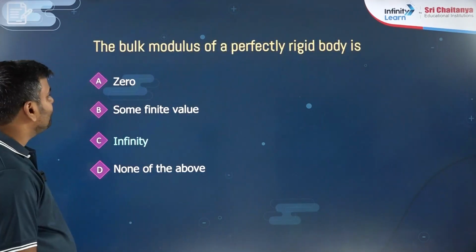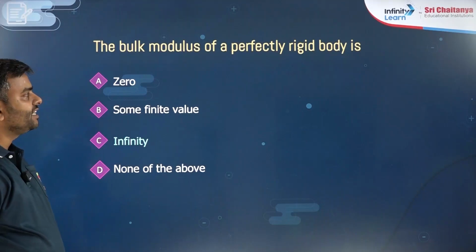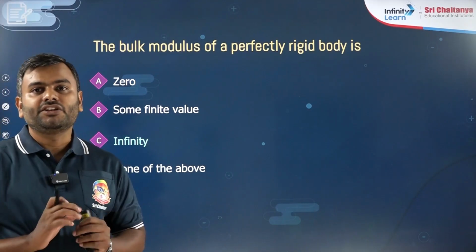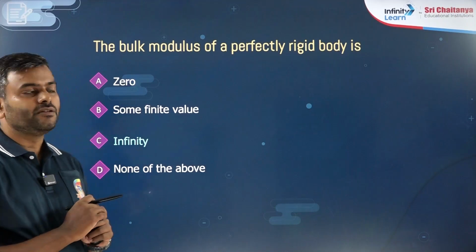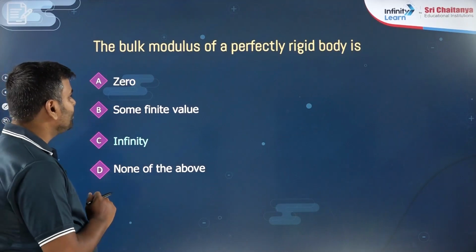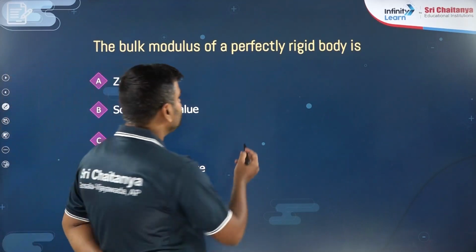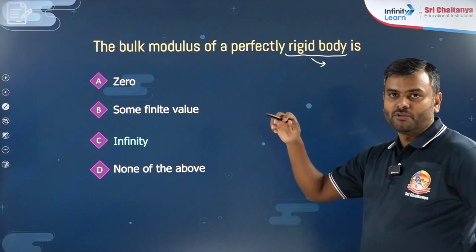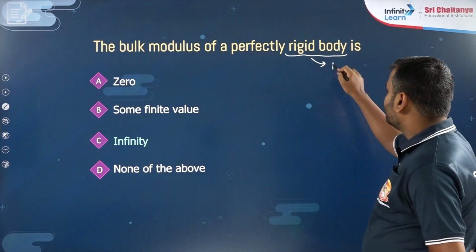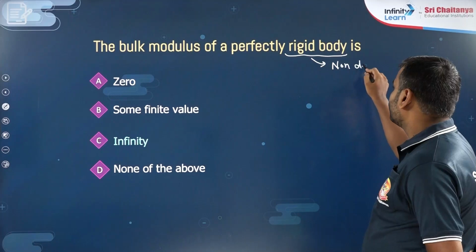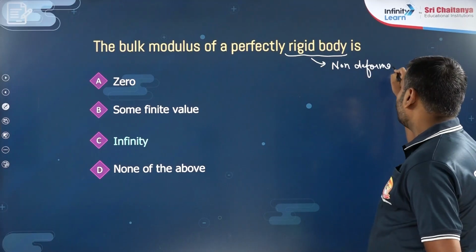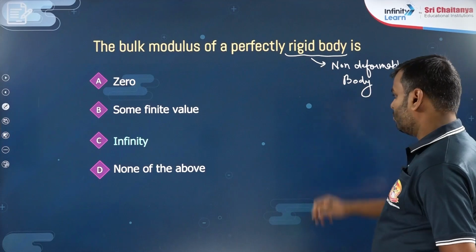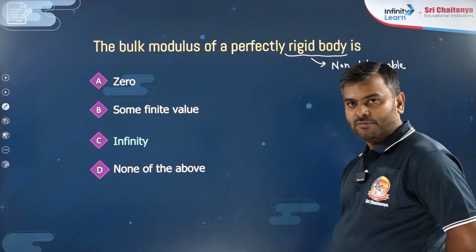Okay, so the next question we have: the bulk modulus of a perfectly rigid body is? What will be the bulk modulus for a perfectly rigid body? This is a very good conceptual question. When we say rigid body, what is the meaning of a rigid body? When we say rigid body, there is no deformation, it is a body which cannot be deformed. So this is a non-deformable body.